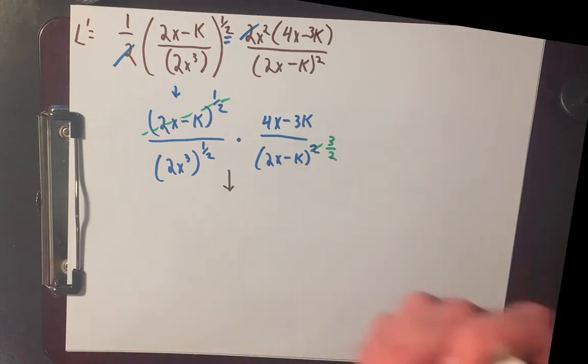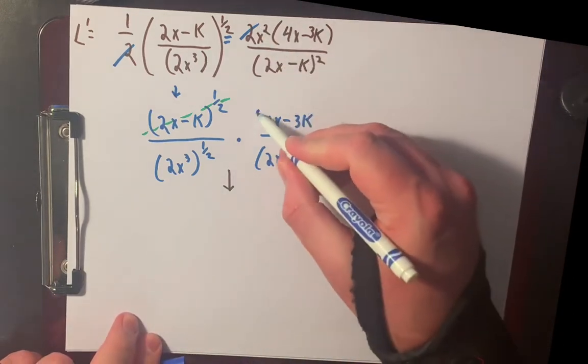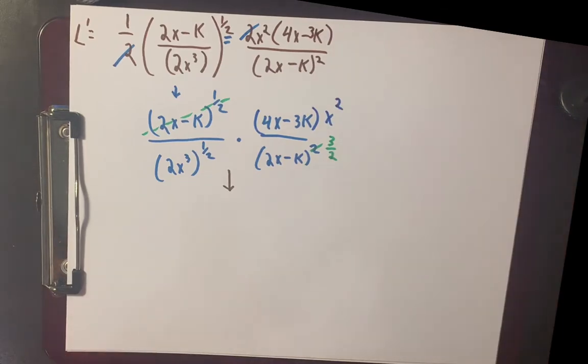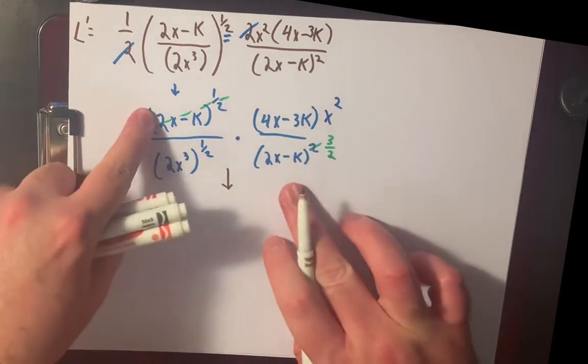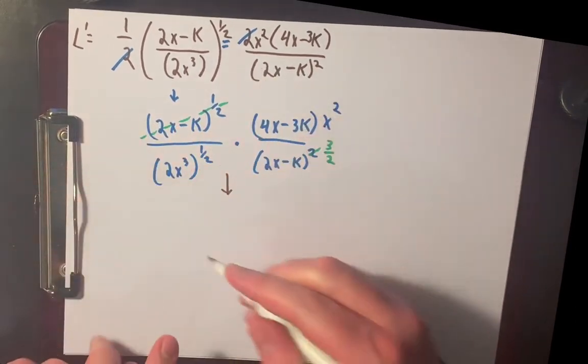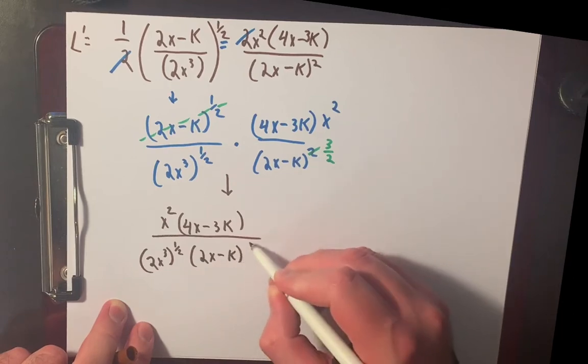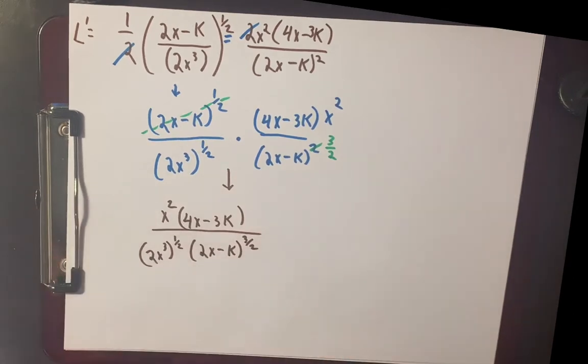I should really have clarified that. X squared there. We're all right there. Okay, cool. So we've already cleaned up the 2x minus k. Let's rewrite our answer. Okay, so this is our simplified answer that we have so far.